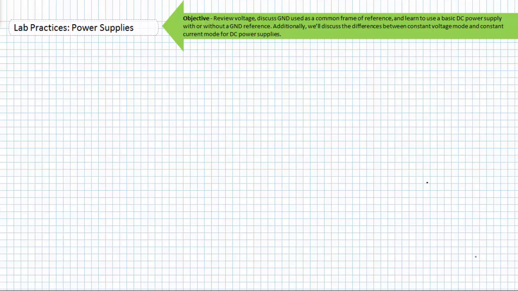Stepping out of analogy land, realize a voltage differential can exist with or without a ground reference. The schematic symbol for ground, sometimes called PE or protective earth, is this kind of rod-like thing that looks like it's stuck in the mud. That's really what it is if you've ever witnessed a house or a building being constructed.